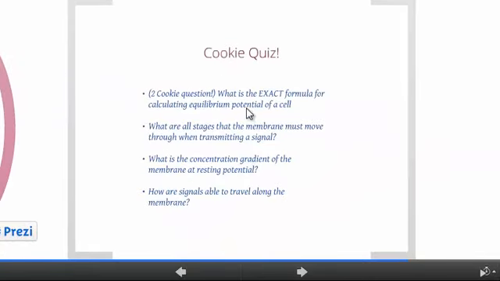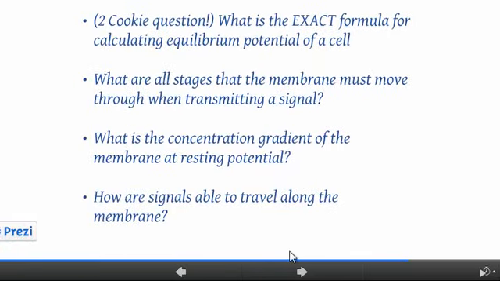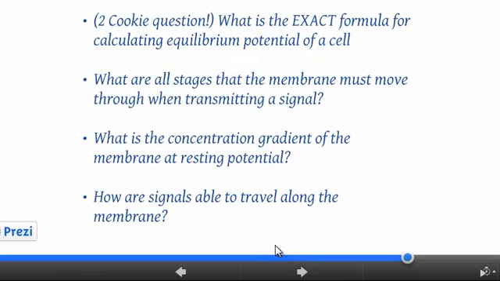Alright, so here's another quiz. What is the exact formula for calculating equilibrium potential of a cell? The exact formula is 62 millivolts times the log of the ion concentration on the outside over the ion concentration on the inside. And that would be worth 2 points.